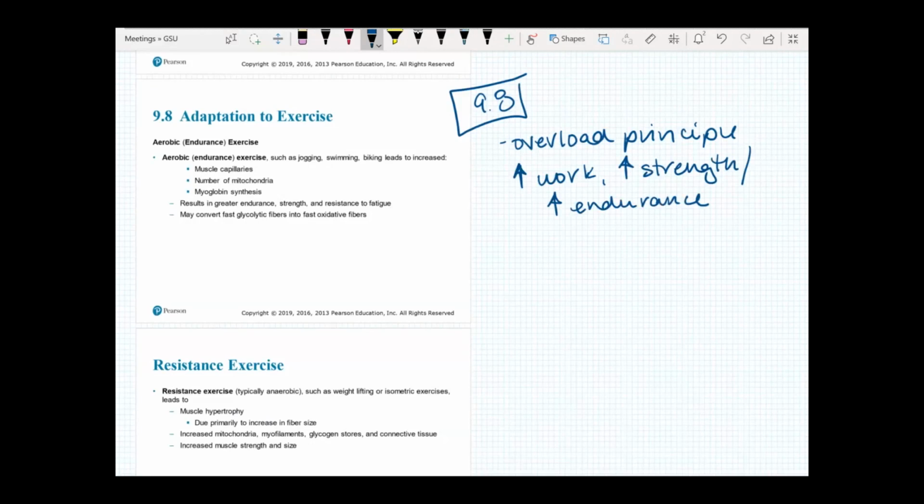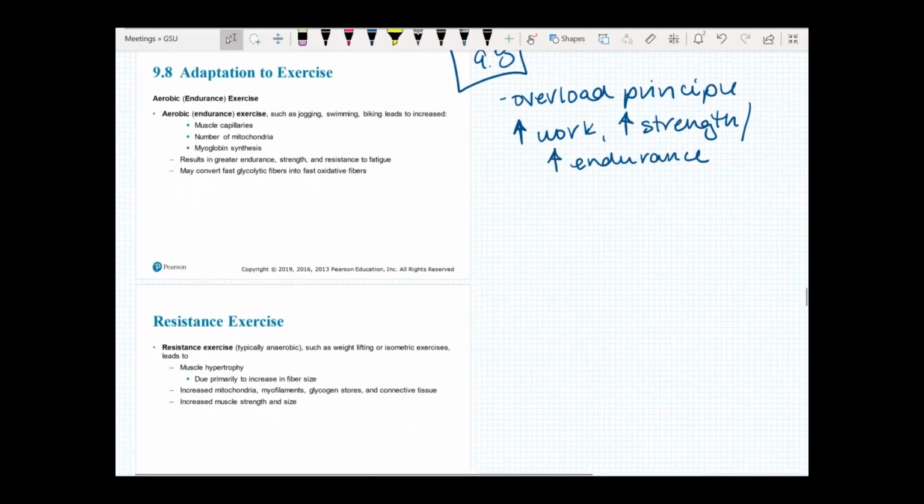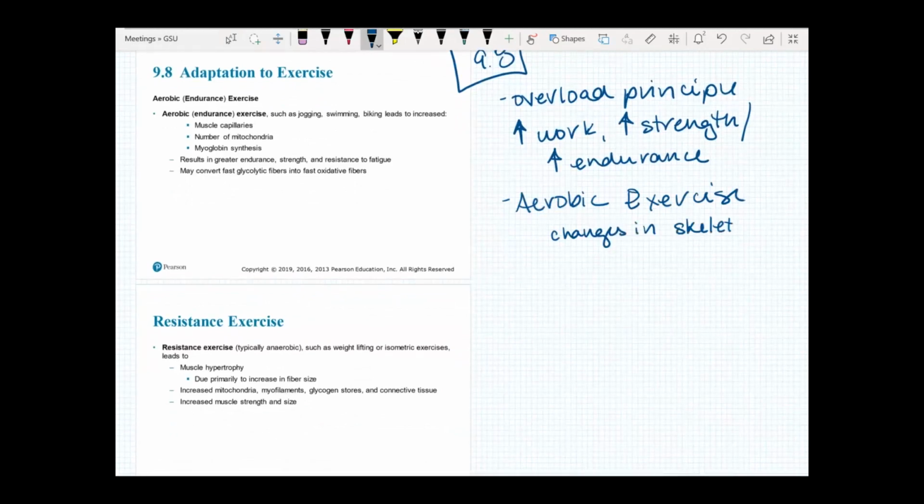You add more weights, you get larger muscles, you can lift more. So it's that circular premise. However, when you do aerobic exercise, it doesn't necessarily work that way. This is actually where you're going to have changes in the skeletal muscle fiber itself.